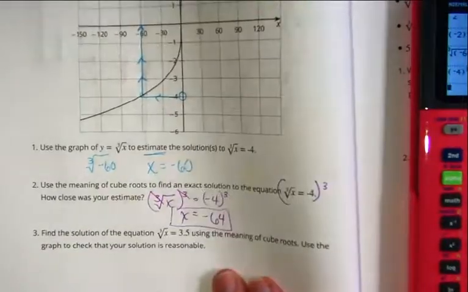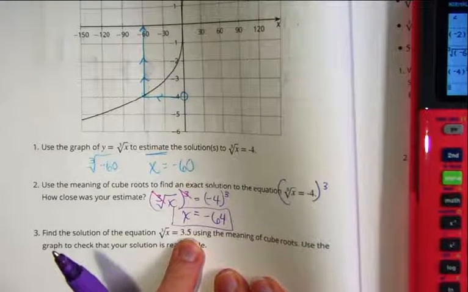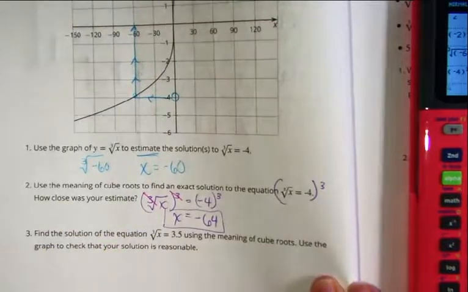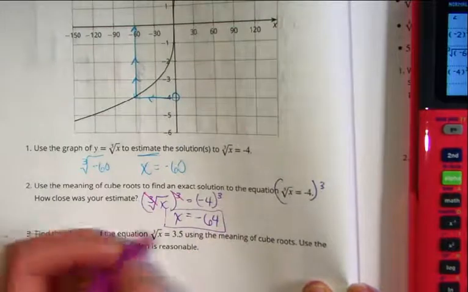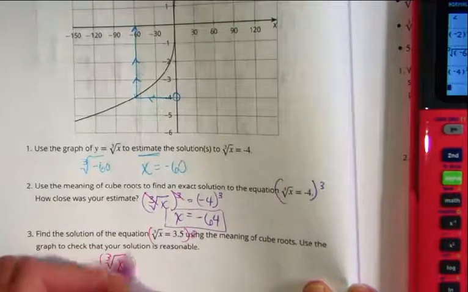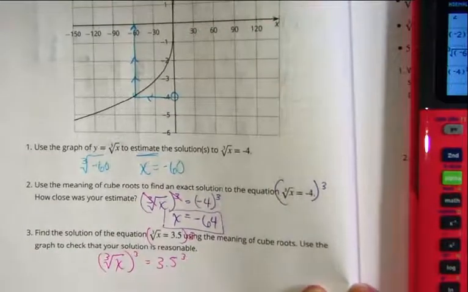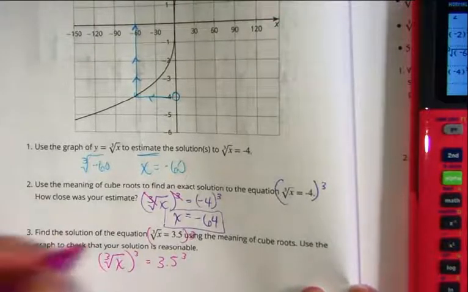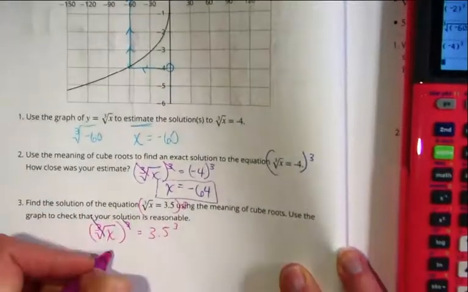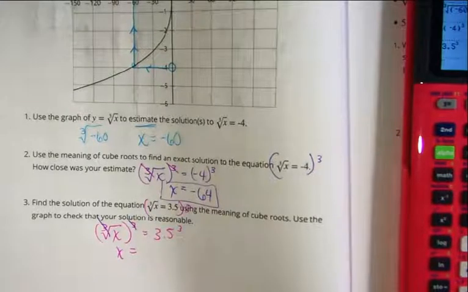And our last question tells us to find the solution to the equation of the cube root of x equals 3.5. Using the meaning of cube roots, I'm going to use that same process that we just used above here. If I cube both sides, raise them both to the third power, on the left side, our cube root and our cube will cancel. And I'm looking at 3.5 raised to the third power.